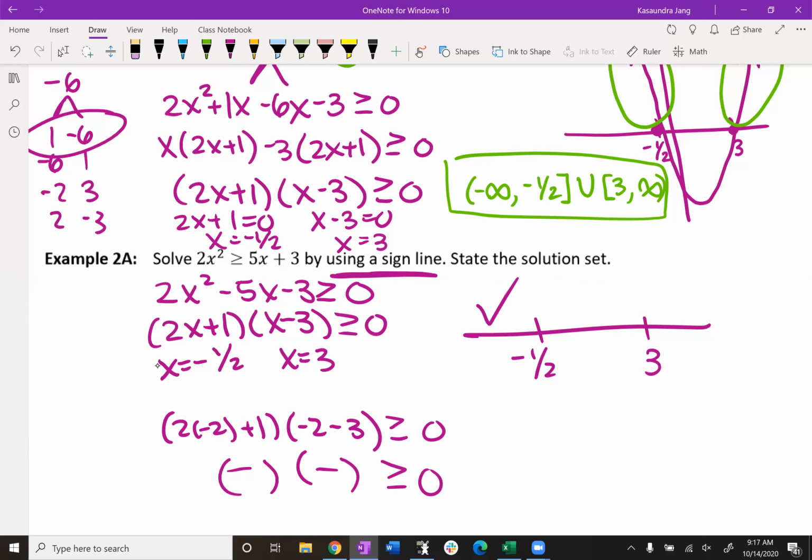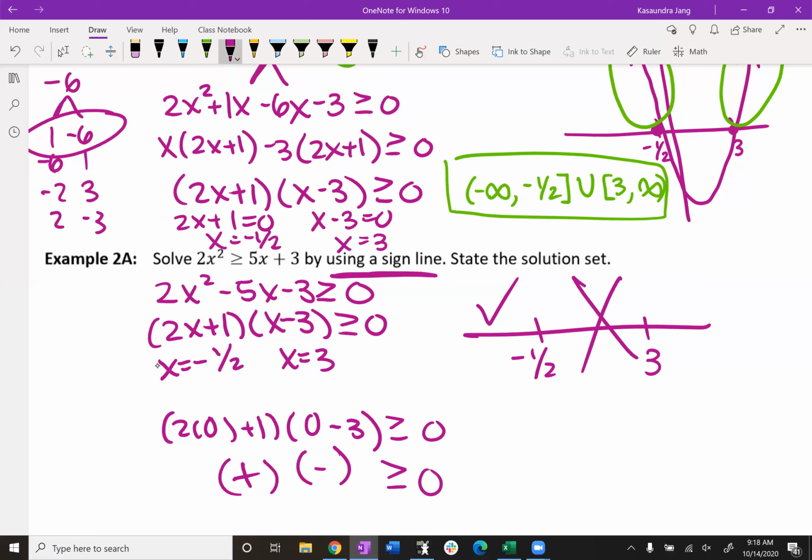All right, so now I'm going to try something else in this middle section here. Alina, pick a number between negative 1/2 and 3. 0. All right. So if I plug a 0 in, 2 times 0 plus 1, and then 0 minus 3. 2 times 0 plus 1 is a positive 1. 0 minus 3 is a negative number. Again, I don't even care what those numbers are. I just care if they're positive or negative. Positive times negative is negative. Are negative numbers greater than or equal to 0? No, negative numbers aren't even equal to 0. They're strictly below 0. So for that reason, this part is out.